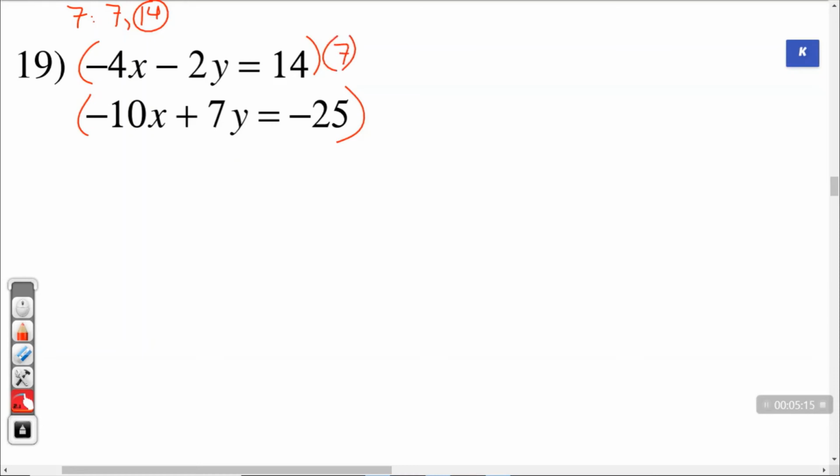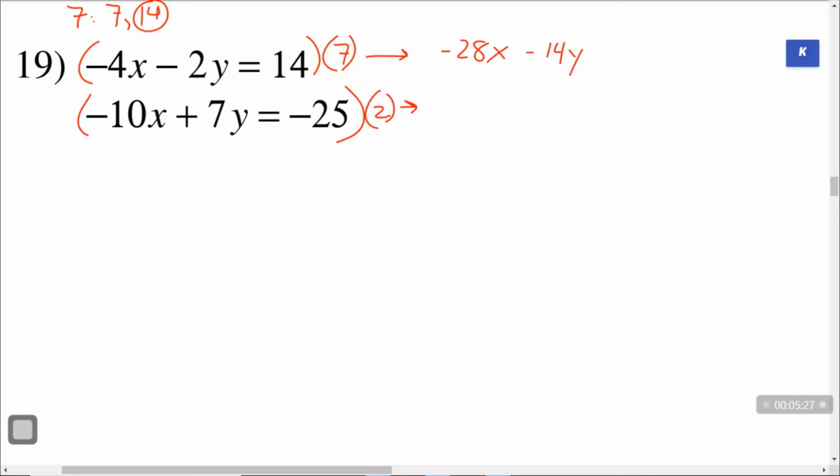All right, and what times 7 is 14? Well, 2. All right, so let's go ahead and do that. Let's multiply both of these out. 7 times negative 4 is negative 28x, and 7 times negative 2 is negative 14y, and 7 times 14 is going to give me 98.